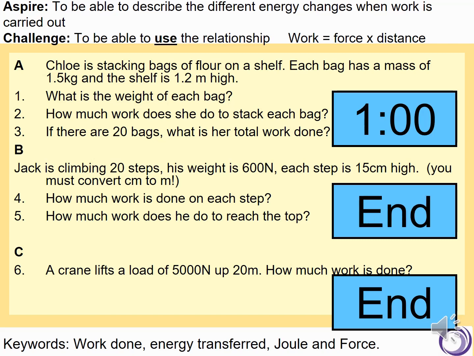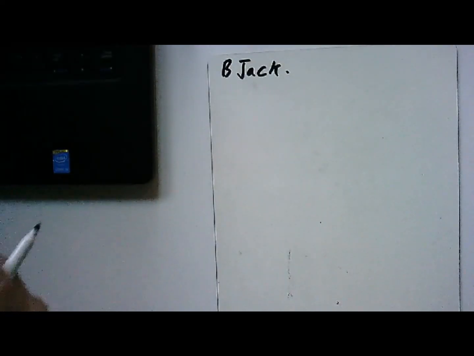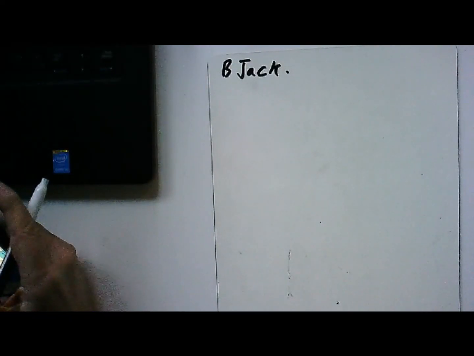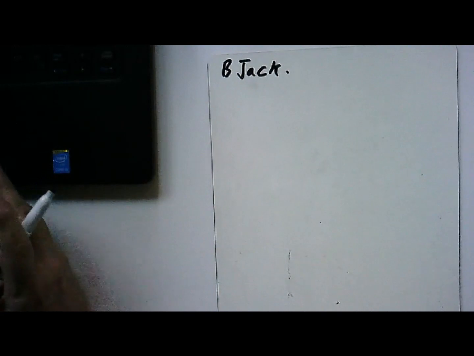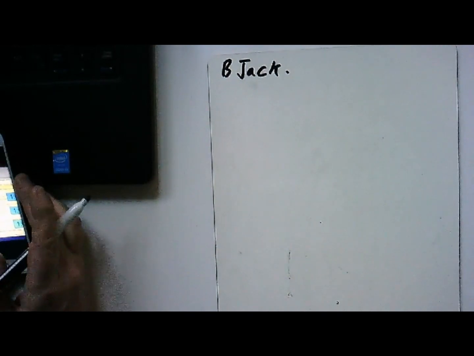Okay, I'm going to show you how to answer that, but if you need more time, just pause the presentation now. Let's have a look at question B. This is about Jack, who is climbing 20 steps and his weight is 600 newtons. They've then given us each step at 15 centimetres high, and it's told us that we must convert centimetres to metres. And the questions are for how much work is done on each step and how much work does he do to reach the top. So they've broken the question down to help us at this stage.